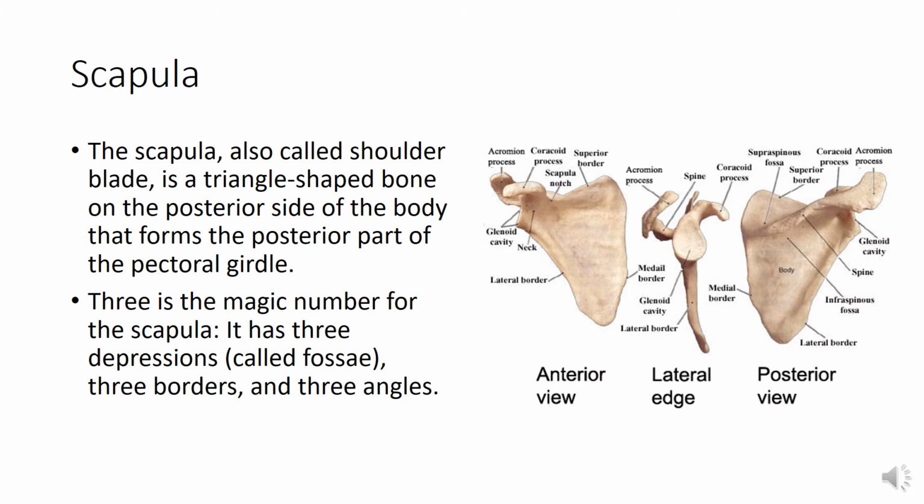Now the scapula, also called the shoulder blade. This is a triangular-shaped bone on the posterior side of the body that forms the posterior part of the pectoral girdle. So this is also known as the shoulder blade, and it is a triangular bone, you can see here, and it is included in the category of irregular bone. So we have studied the classification of bone on the basis of their shape. So the scapula is classified as an irregular bone.